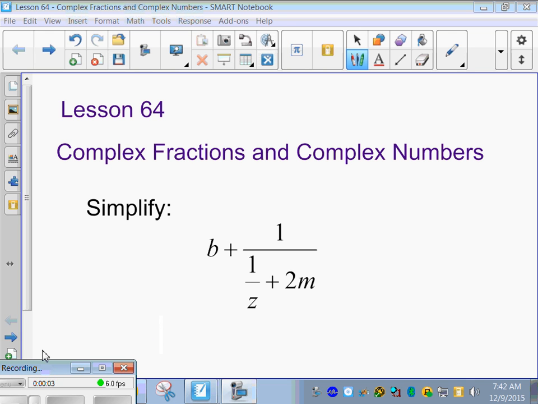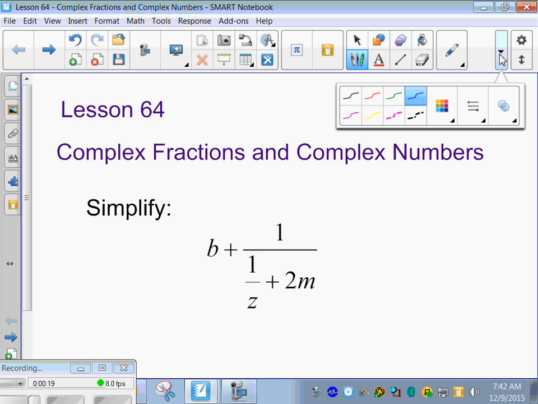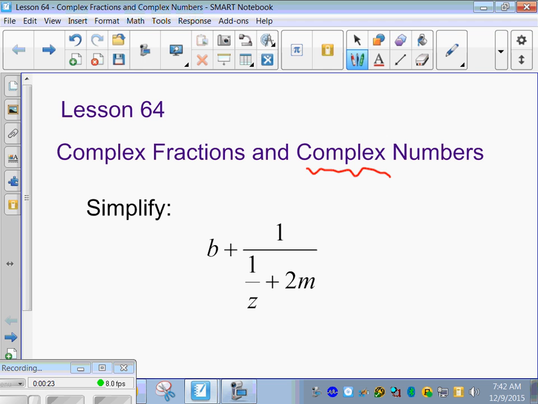Right, so 64 is complex fractions and complex numbers. The word complex means totally different things here, okay? Complex fractions is just fractions within fractions, like we have right here. Complex numbers, however, anybody know what complex numbers are? It is something you guys know, but you may not know the word complex numbers. Complex numbers are just imaginary numbers.